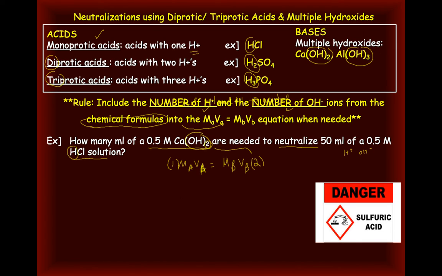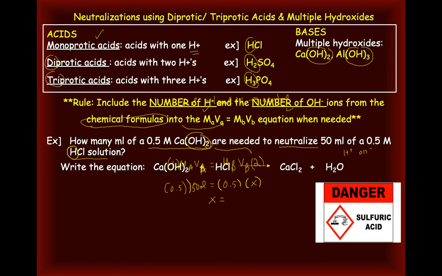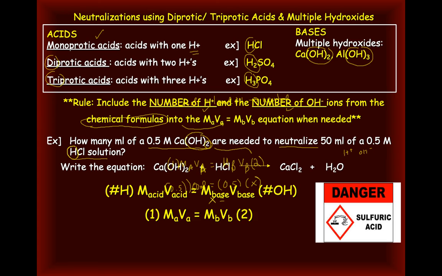Now we can put in the molarity of the base here, 0.5. We want to know how many milliliters, that's the volume, so we can make that X. The volume of the acid is going to be 50 milliliters, and we have 0.5. Then you can solve accordingly. I'm not going to give you the answer here. You can go ahead and do that. That's kind of easy.